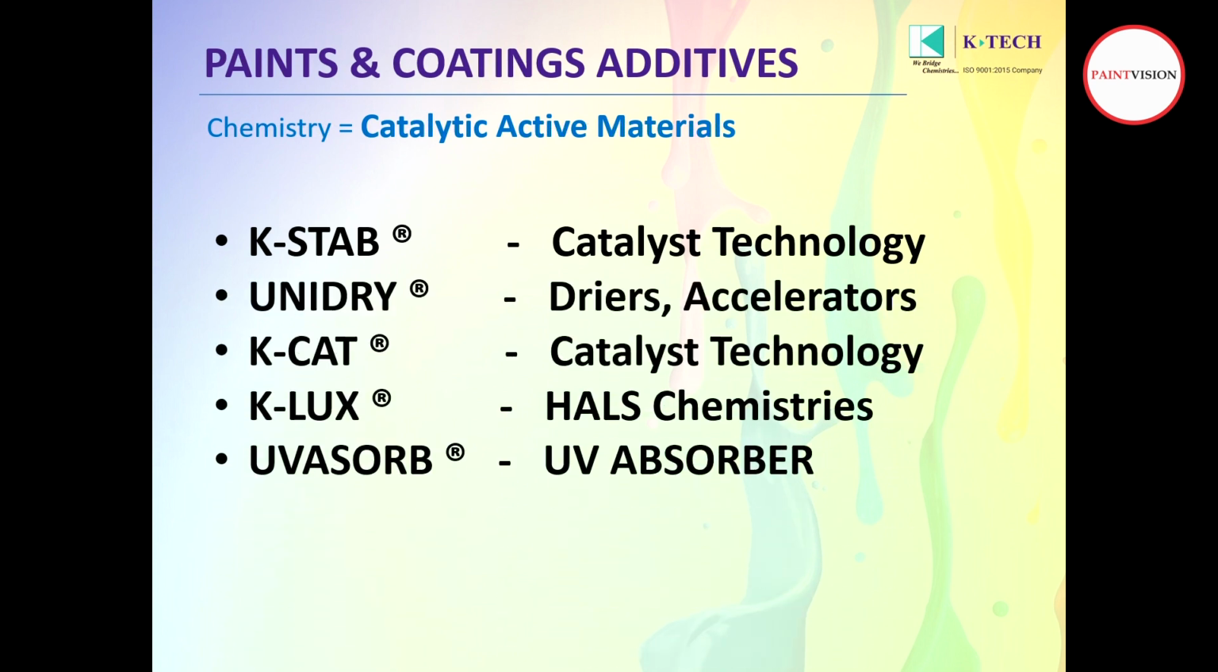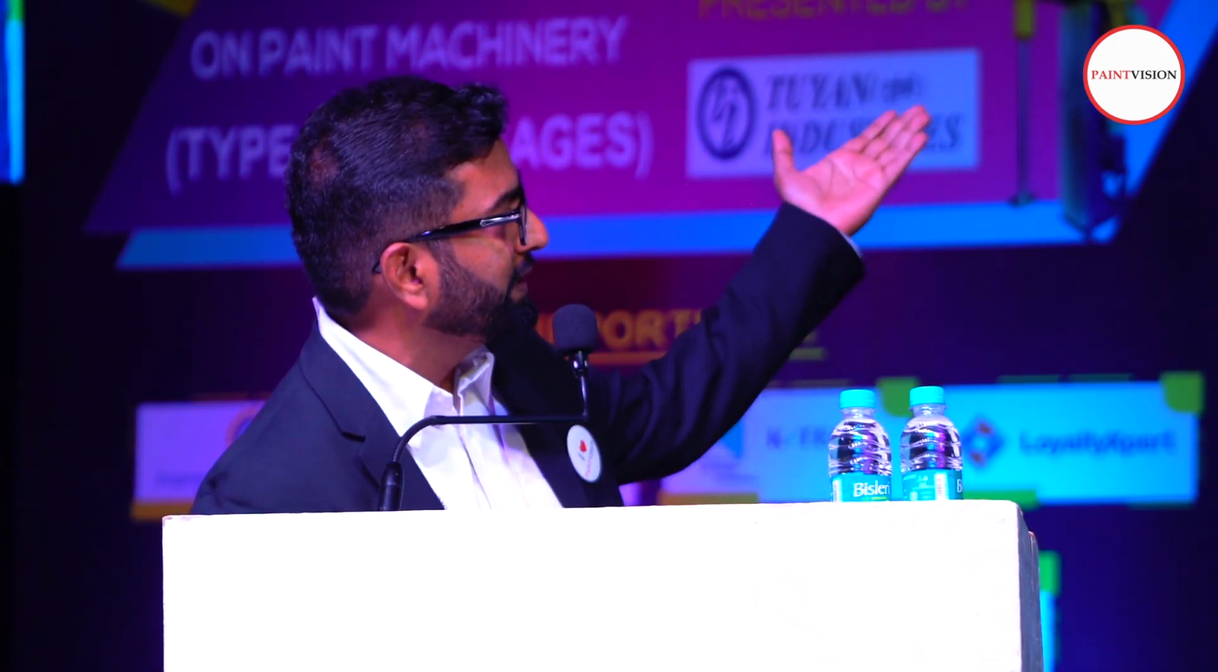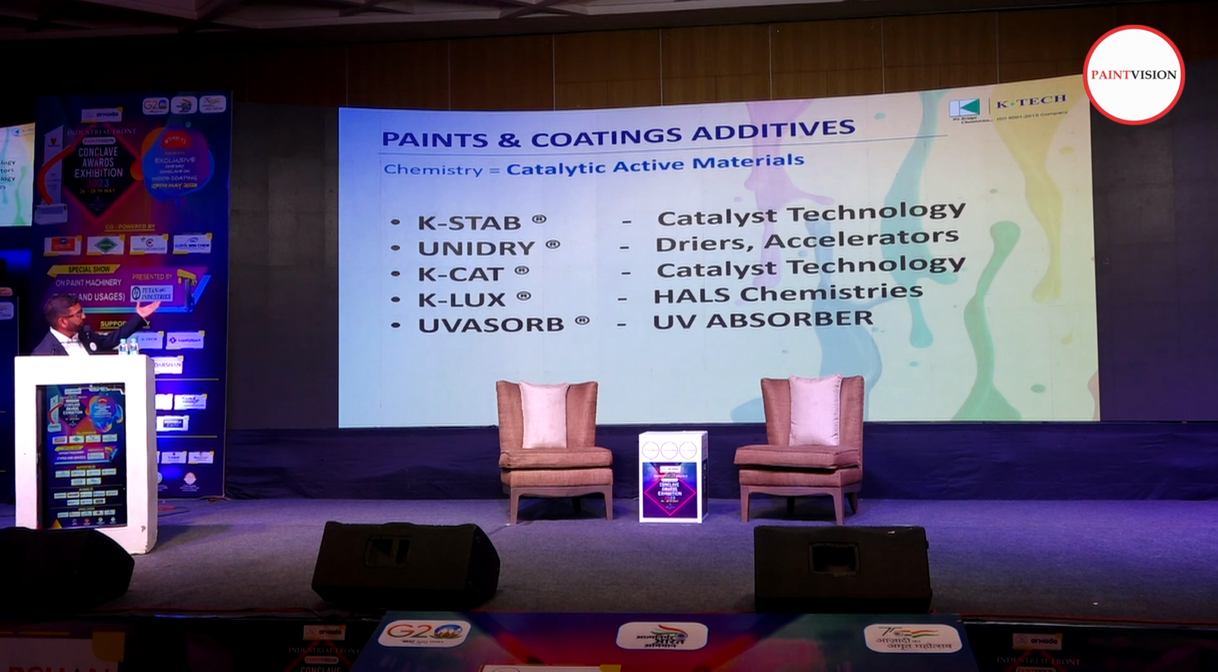Similarly, that was surface active materials. Now we are discussing the catalytic active materials. Under the brands of catalysts, we have K-Stab. Dryers, we have Unidry. On the catalyst side, we have K-Cat. We have hindered amine light stabilizers based on K-Lux, and then some UV absorbers and UV initiators under the brand of UvaSob.